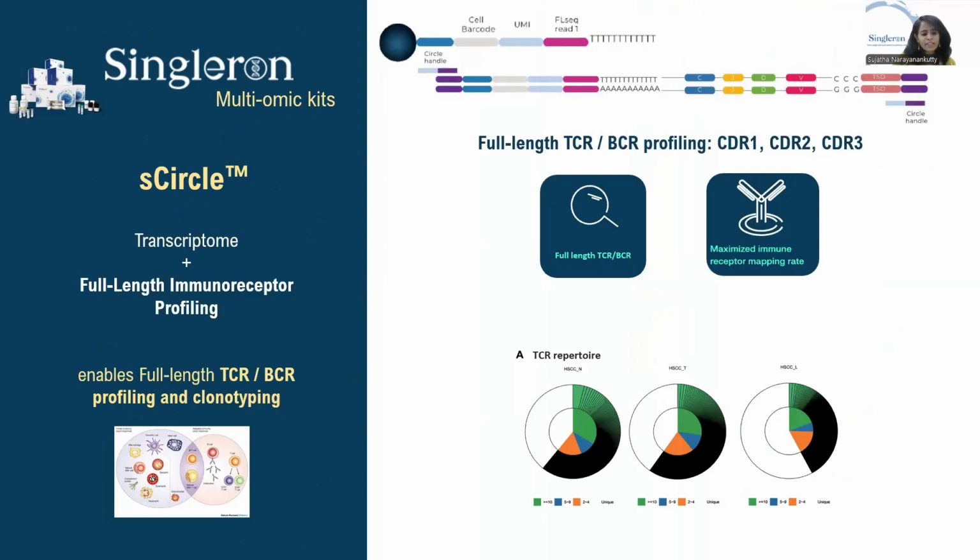So if you're interested in looking at the immune receptor profiling in samples, you can use kits such as S-Circle, where you're able to get the whole TCR or BCR. So these are the immunoreceptors of T cells or B cells, and you can use that information along with the RNA information to understand clonotypes in samples.